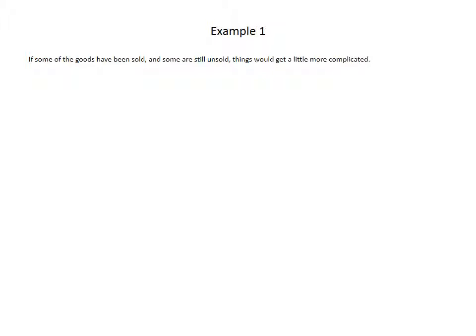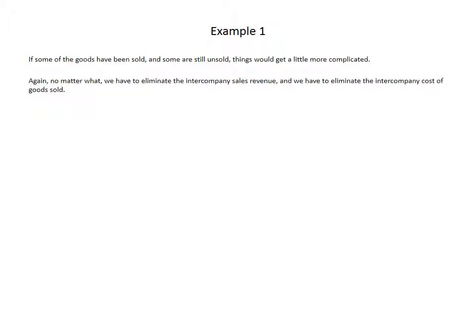Now, what if some of the goods have been sold and some are still unsold? Well, in that case, things get a little bit more complicated. Again, we have this $2,000 gross profit, this $2,000 markup on this inventory, and basically that inventory is either still on hand, or it's been sold, or some of each. And what we have to do is adjust both cost of goods sold and inventory appropriately to reduce those to their correct values.